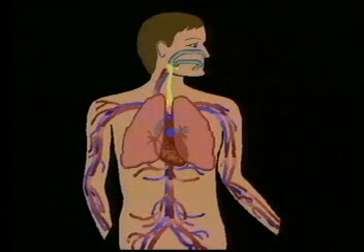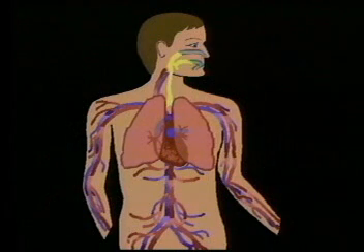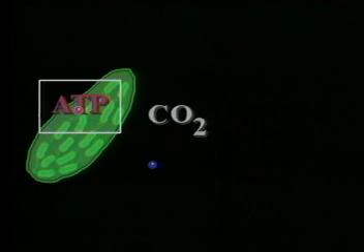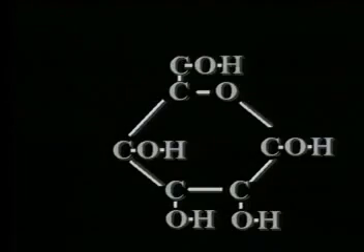In animals, including human beings, the carbon dioxide will pass out of the cell and eventually out of the body. But in our imaginary plant cell, this carbon dioxide may be used again in photosynthesis to form more glucose.